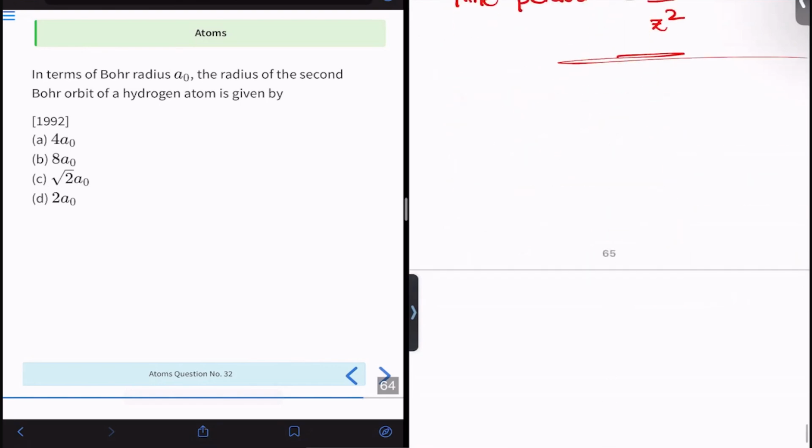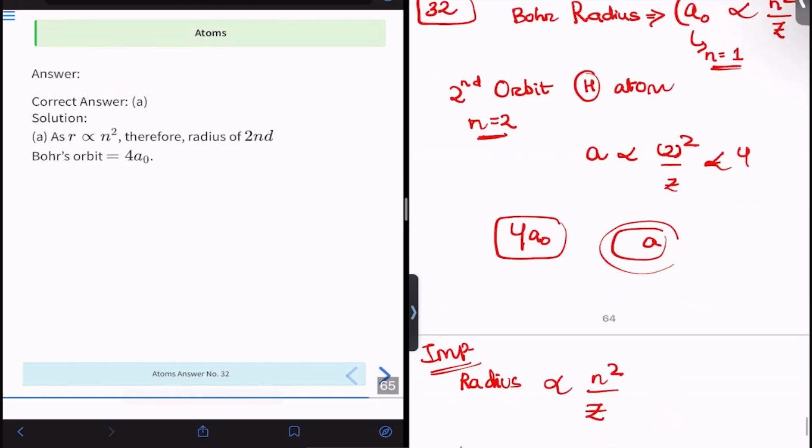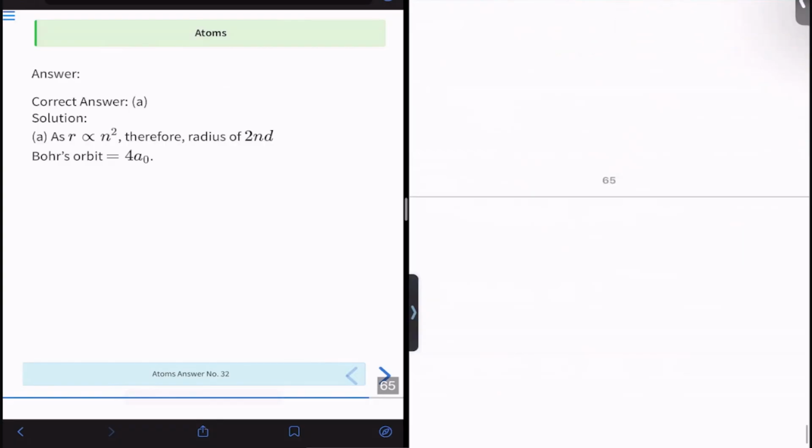Okay guys, so this was for A naught. Option number A was the answer. I hope you understood that. With this, I'll move to question number 33, today's last question.